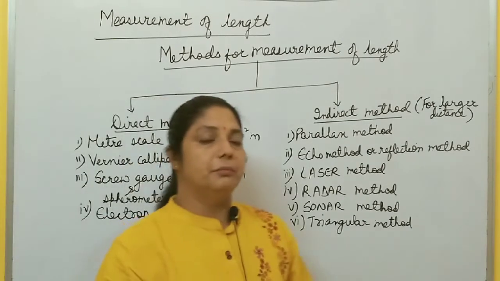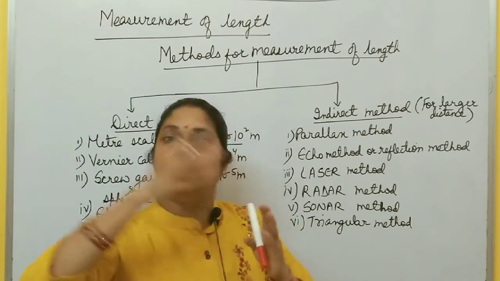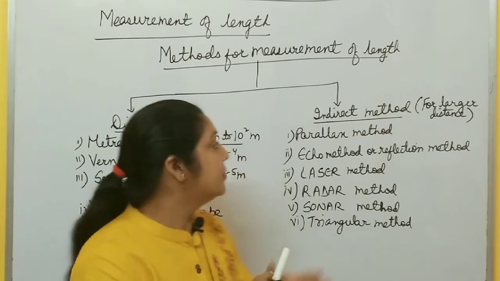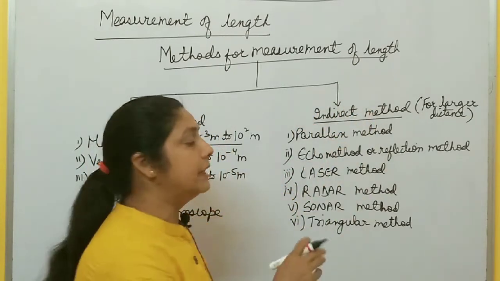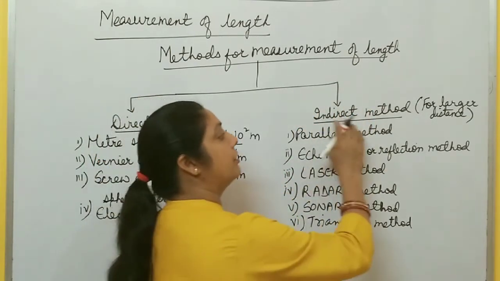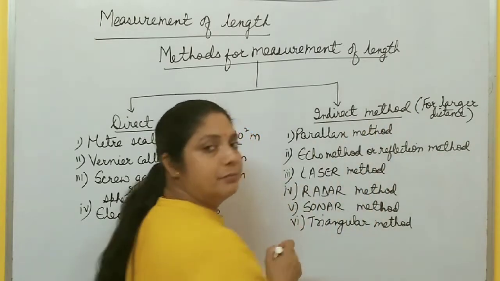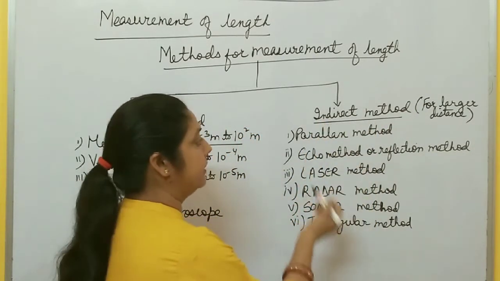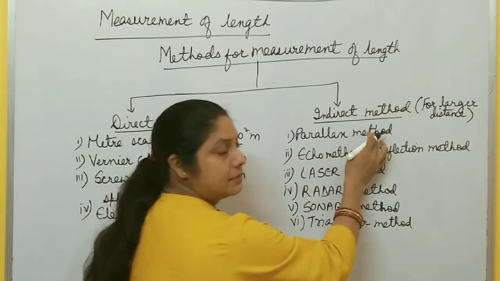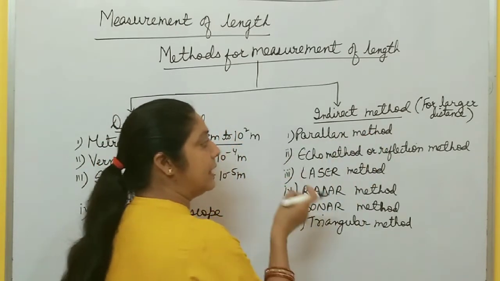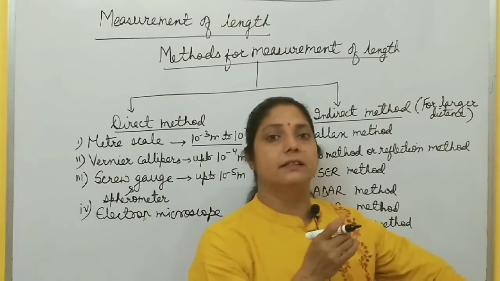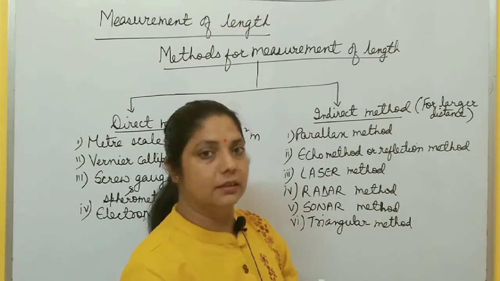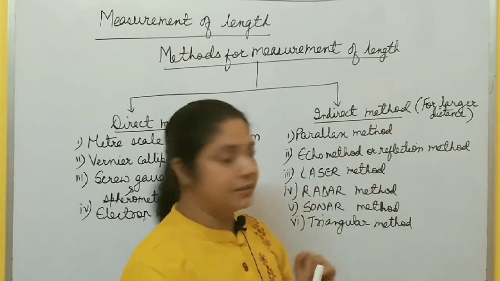Now to measure longer distance, for larger distance you can't measure directly. You can use indirect method to measure larger distance. So for larger distance, indirect method is used. In this there are different methods. First one is parallax method. Parallax method is used to measure the distance of different planets from the Earth.